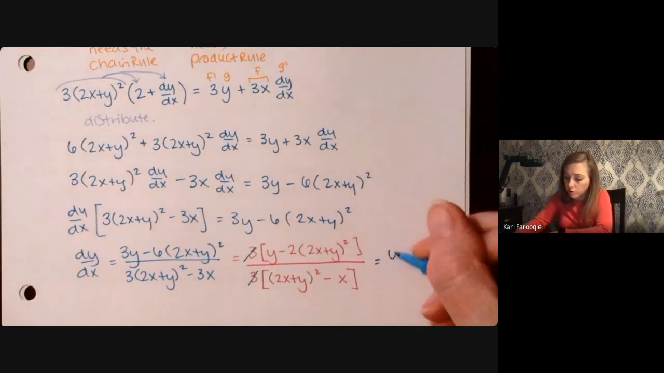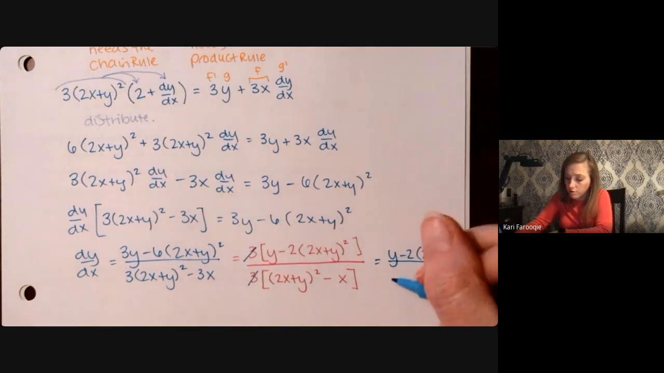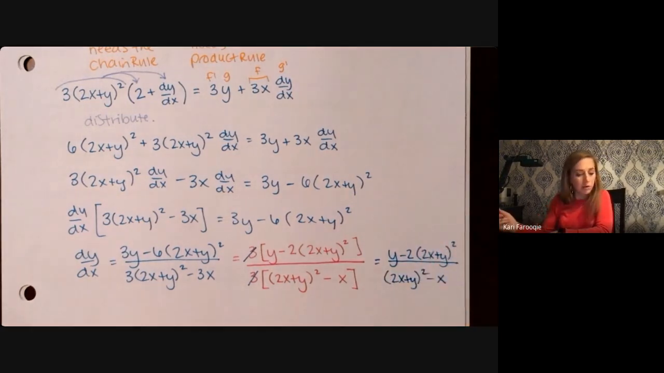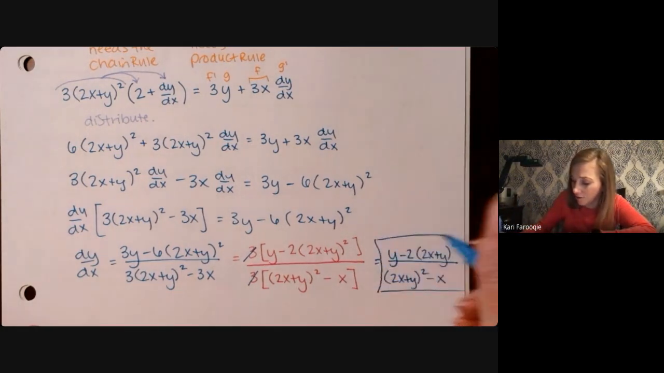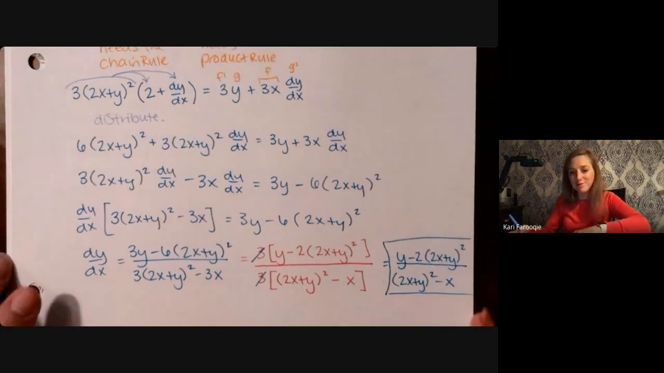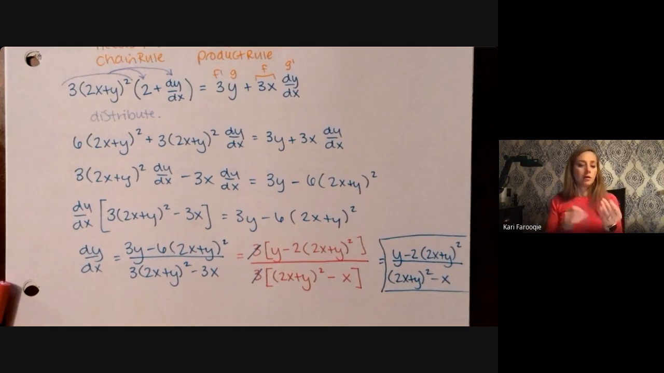So now we can just say we have y minus twice 2x plus y squared divided by 2x plus y squared minus x. Whatever you do, don't cancel out the 2x plus y quantity squared. You cannot do that. You cannot cancel between terms. I'm always telling you all the things you can't do, right? I'm such a party pooper. Okay, so that's the simplified derivative.